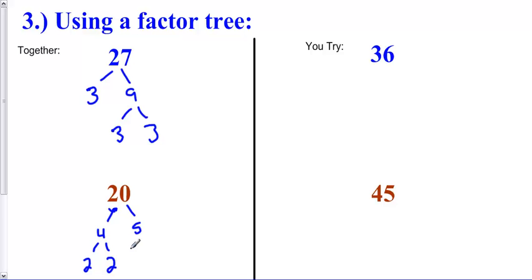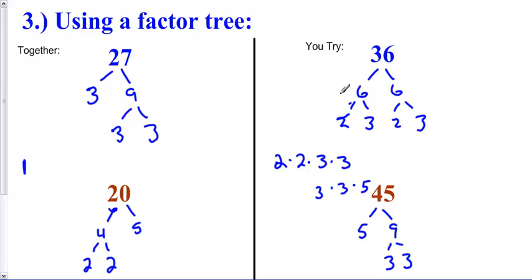So what numbers do they have in common? Okay, what do I have left over? 3, 3 and 3. 2, 2 and 5. They don't have any in common. There are no numbers in common. So if they don't have any in common, it's a 1. My GCF is a 1. Now, I said you try. You make your factor trees, and then we'll talk about how to find the GCF.